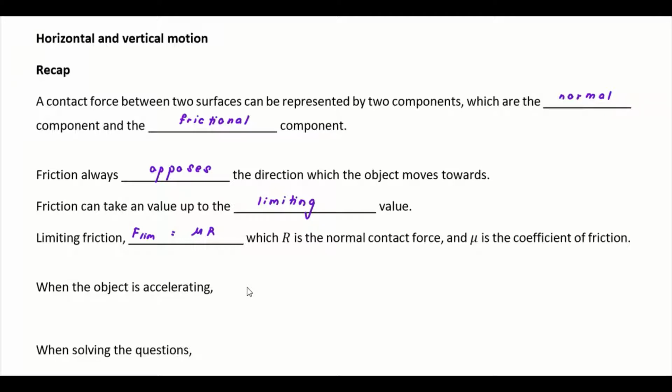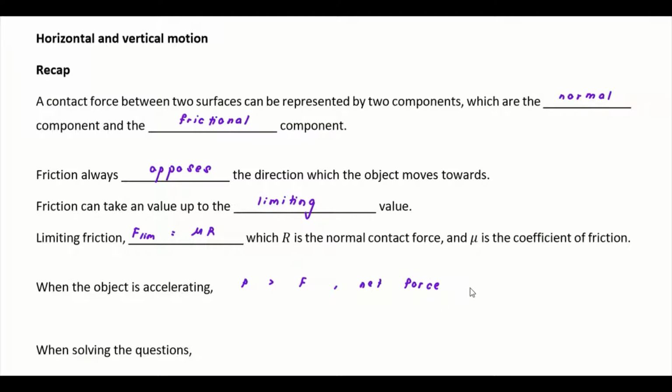Okay, so when the object is accelerating, we know that the push or the pull is more than the friction. Then net force occurs. So with the net force, according to Newton's second law of motion, we have acceleration, and only then is the object accelerating.